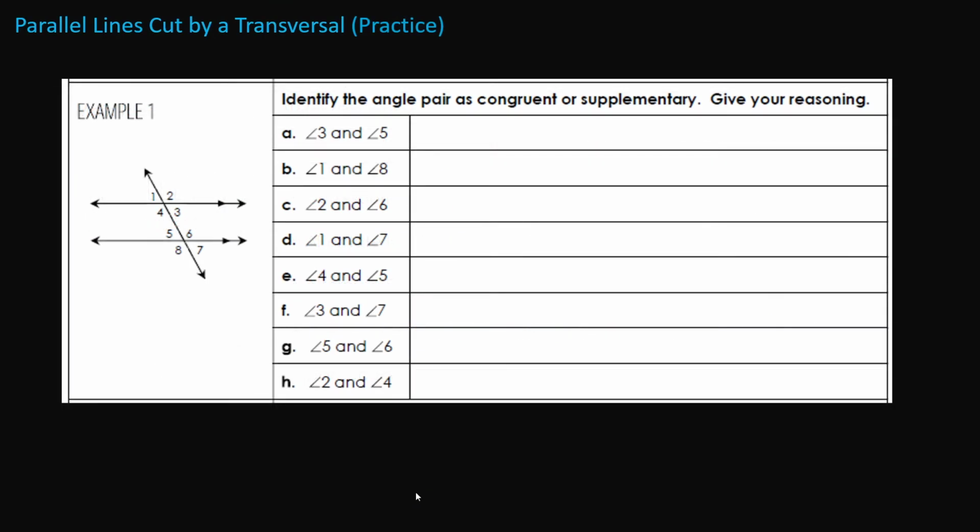So let's try this out. Let's do an example. We're going to identify the angle pair as congruent or supplementary and give our reasoning. So if we look at A, angles 3 and 5. I notice that they are alternate interior angles because they're inside the parallel lines and they are on opposite sides of the transversal. That means they're congruent, and I'm just going to save some space and write the congruent symbol. And the reason I know that they are congruent is because they're alternate interior angles.